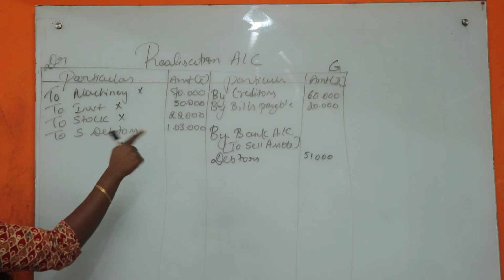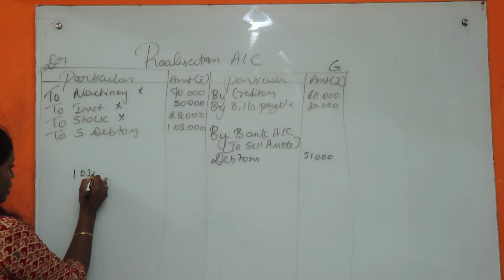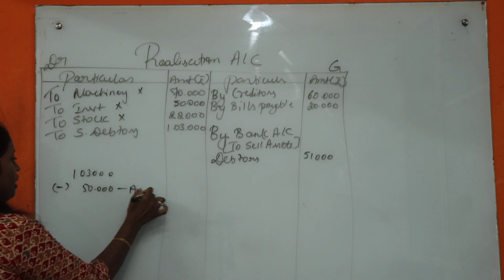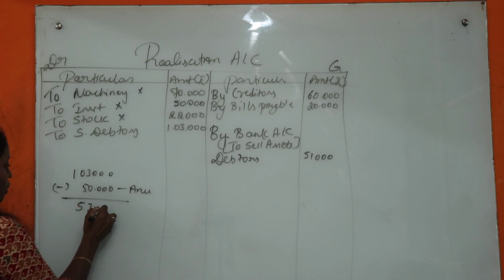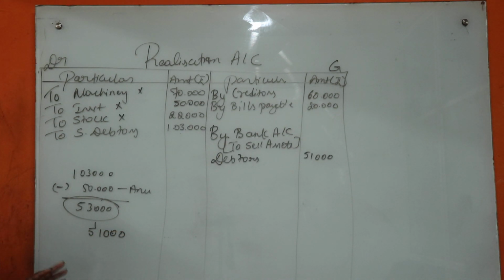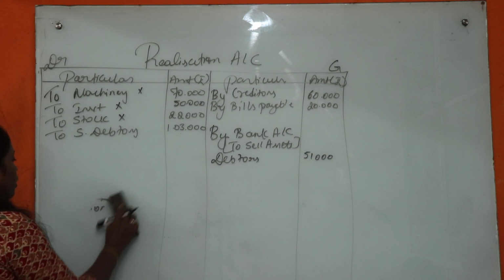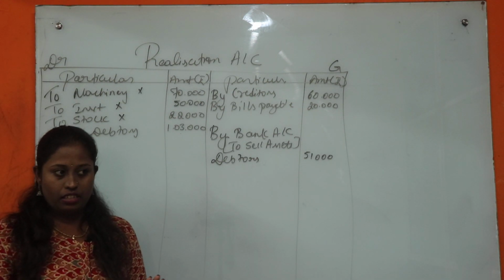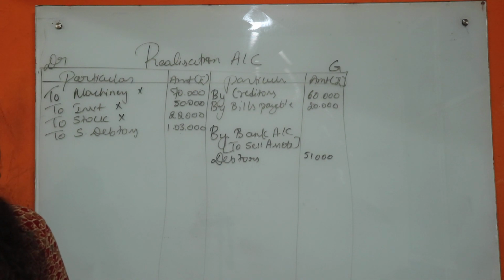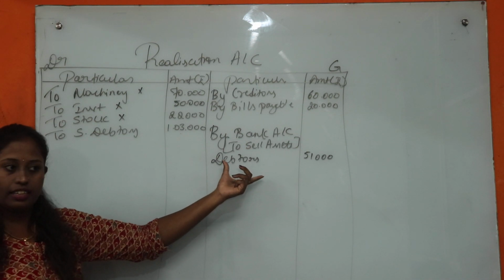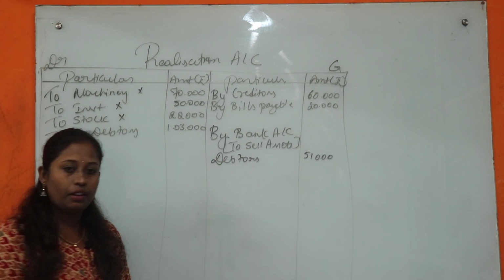Look here, how much are our sundry debtors? 1,03,000. Out of this, 50,000 worth was taken over by whom? Anu, right? The remaining is 53,000. But out of this 53,000 worth, we got only 51,000. That's it. Getting the point clear? You don't worry about it. However much the company got, just write that much amount here. That's enough. Okay. Realization expenses, we'll take later. Nothing else has been sold. Only 51,000 is there in our bank account.